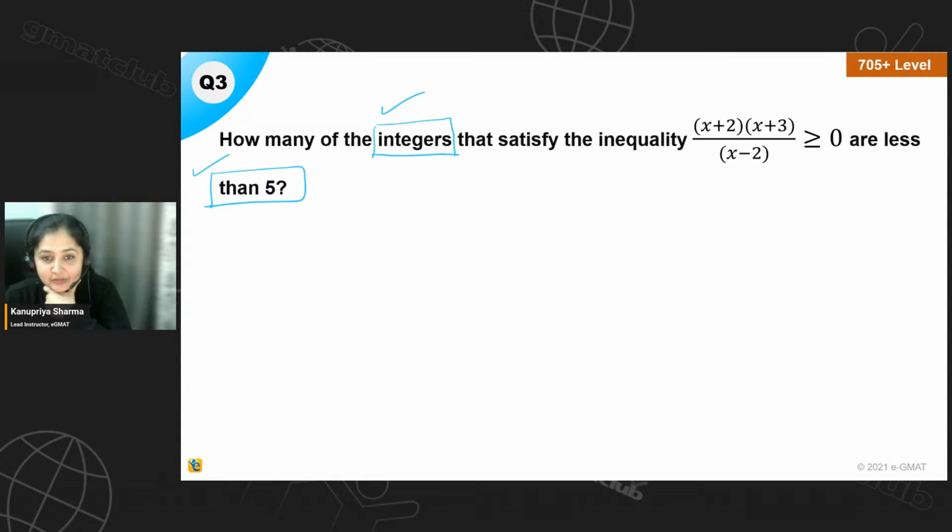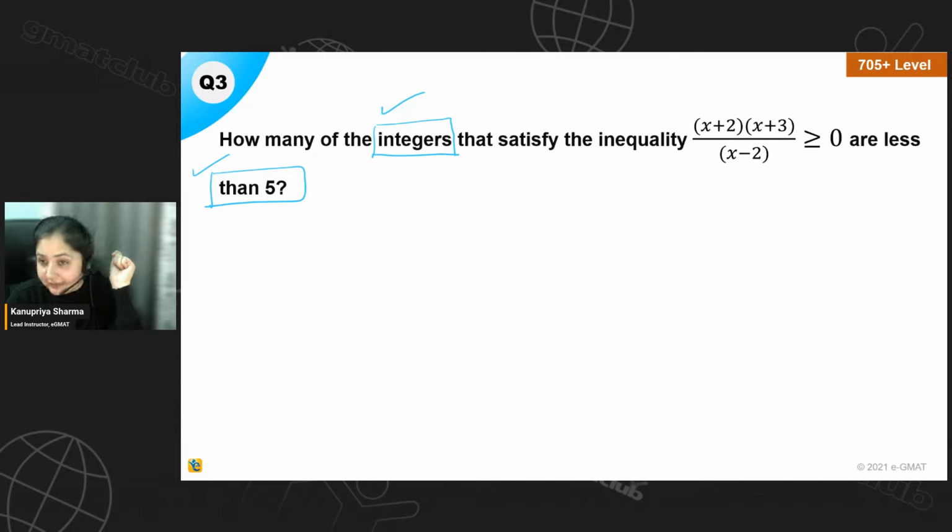So x has to be an integer and x has to be less than 5. Did you notice any other constraint regarding x? X is not equal to 2. Very good. Because x minus 2 is in the denominator, it cannot be 0. So x cannot be equal to 2. Now, some of you already have this feedback. Some of you missed this constraint. Yes, denominator cannot be 0. So some of you missed this constraint, and that is why you got one extra value of x. All right, so that is a feedback for you.